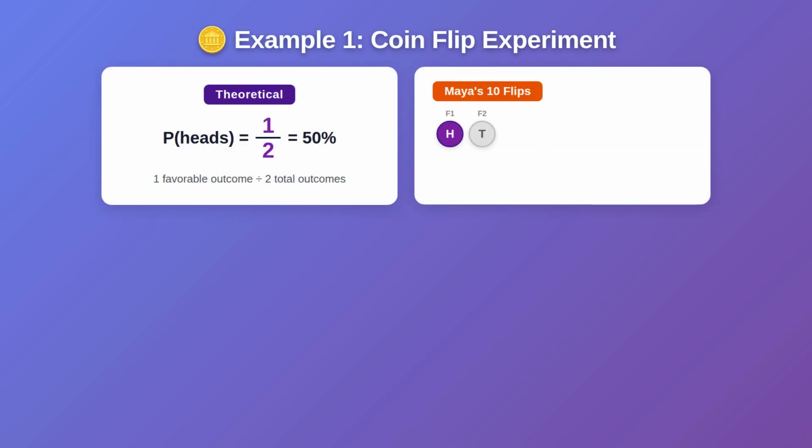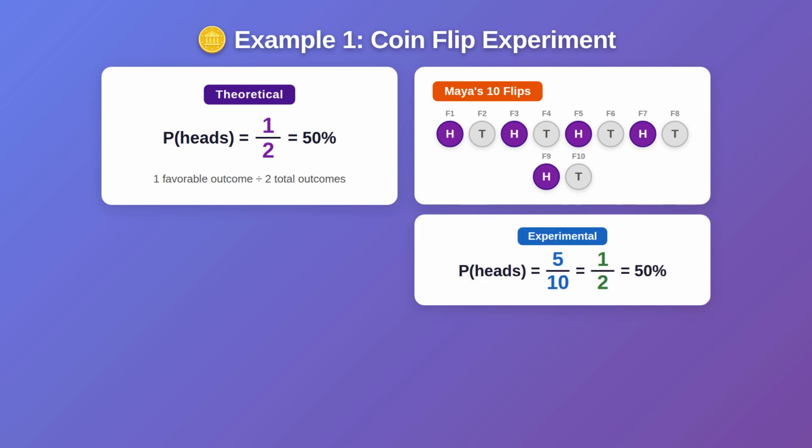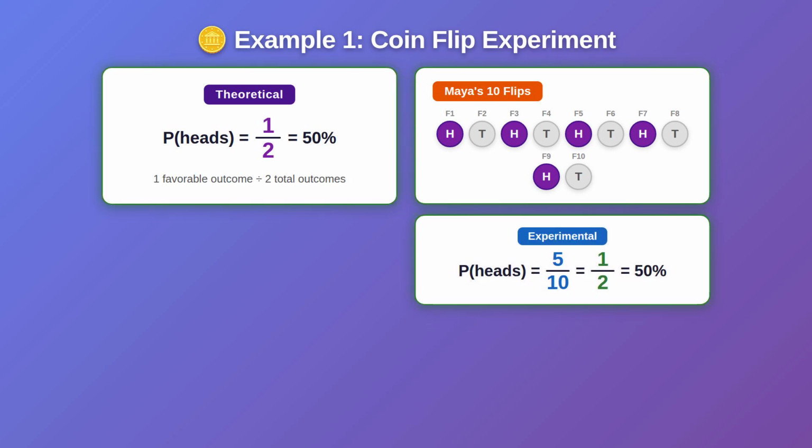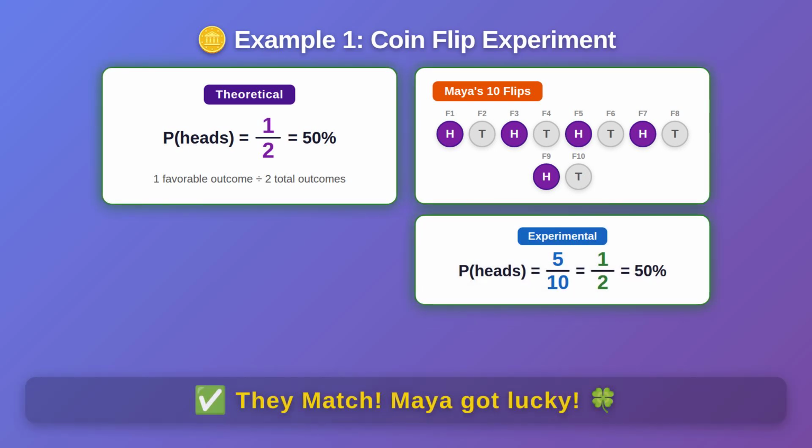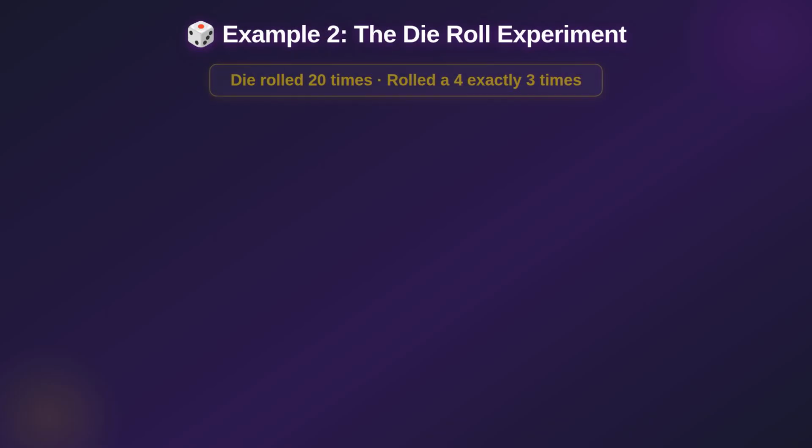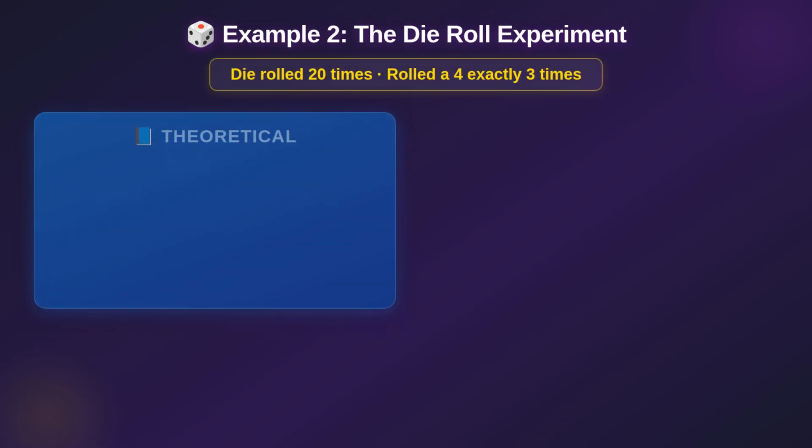Let's work through Maya's original coin flip experiment. She flips a coin 10 times and gets heads on flips 1, 3, 5, 7, and 9. That's 5 heads total. First, the theoretical probability of heads. 1 favorable outcome divided by 2 total outcomes equals 1/2, or 50%. Now the experimental probability. Maya got heads 5 times out of 10 flips. 5 divided by 10 equals 1/2, which is also 50%.